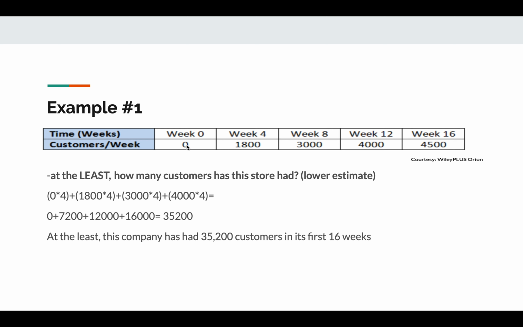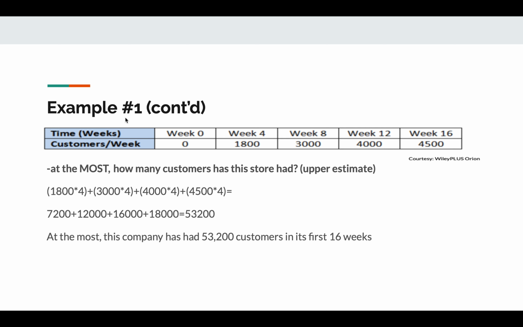So we're going to take 0 times 4, 1,800 times 4, 3,000 times 4, and 4,000 times 4. As you can see here, you add those together, so you get 0 plus 7,200 plus 12,000 plus 16,000 equals 35,200. And then you can write it out. At the least, this company has had 35,200 customers in its first 16 weeks. So once again, when you're asked to find the least amount or a lower estimate, make sure you drop off the highest number and include the lowest number.